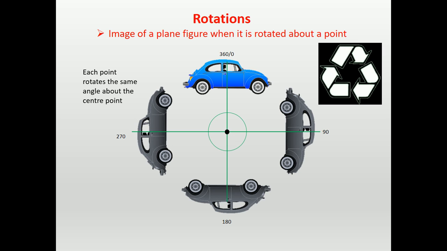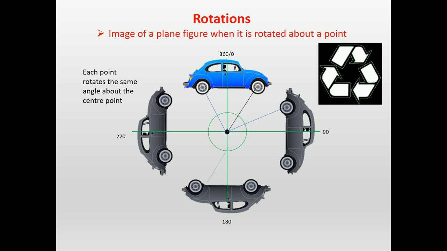So we can see these 4 cars here now. We can see that one is rotated 90 degrees, 180 degrees, and 270 degrees. So if we want to rotate this car 90 degrees, each point must rotate 90 degrees about the point. And if we see here with the back wheel, we see that it is rotated about the point 90 degrees. So every point in that car will rotate 90 degrees about the center point to create the figure.